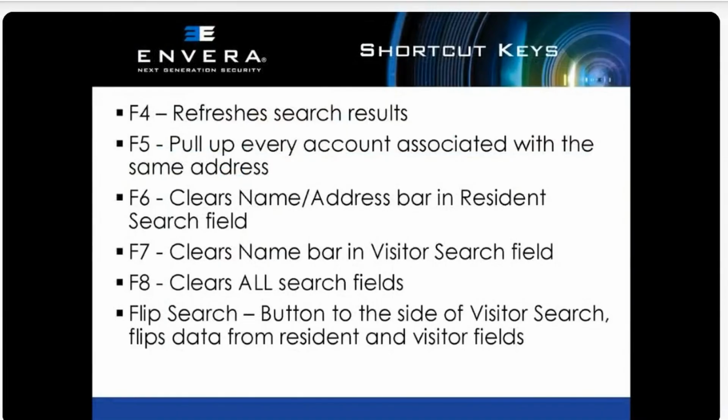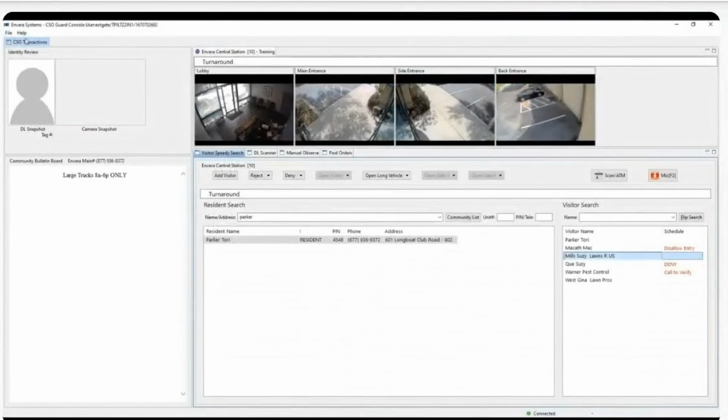One last tip, we have discussed a couple of the commonly used shortcut keys or buttons like F8 and the flip search. Here you see a few others listed that you can use to make your searches for visitors and residents most efficient. When your shift is over or if the virtual gate guard kiosk is set to begin processing visitors, you can exit the software in the top left corner by selecting File and Exit.